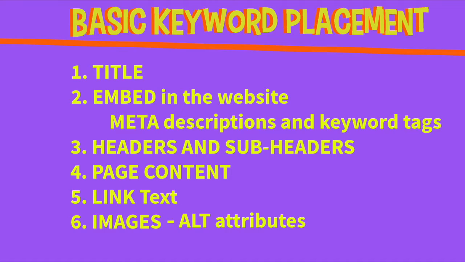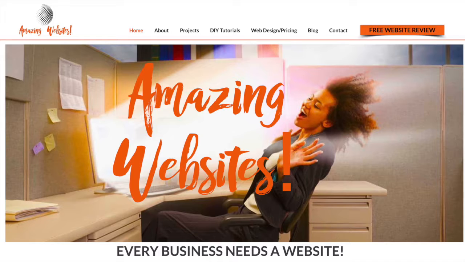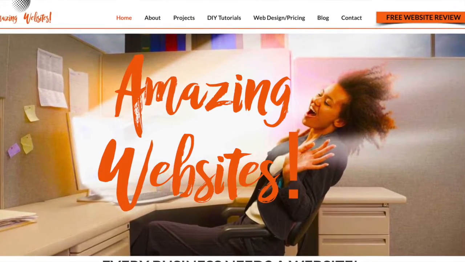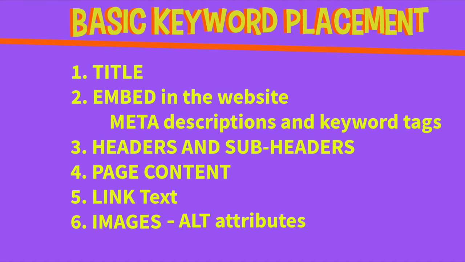So here are some basic keyword placement rules. Number one, which is the most important place to put them, is in the title. It is the first place a search engine will scan. Number two, you can embed keywords in your website. Meta tags are snippets of text in a website page that describe the page's content. They're only visible to search engines, and they tell them what the page is about. You want to use keywords in your meta tags, and all website builders create meta tags for each page.